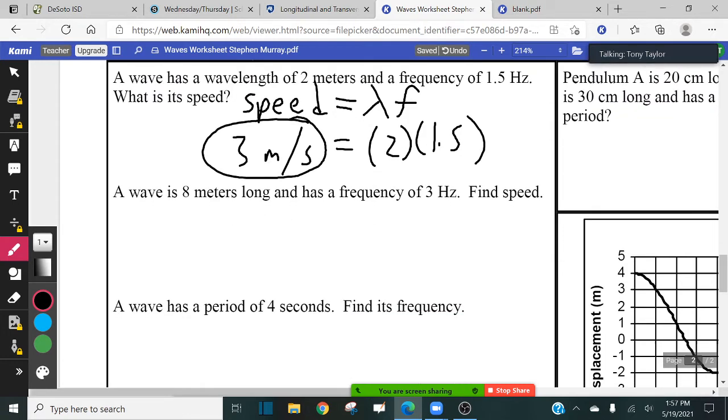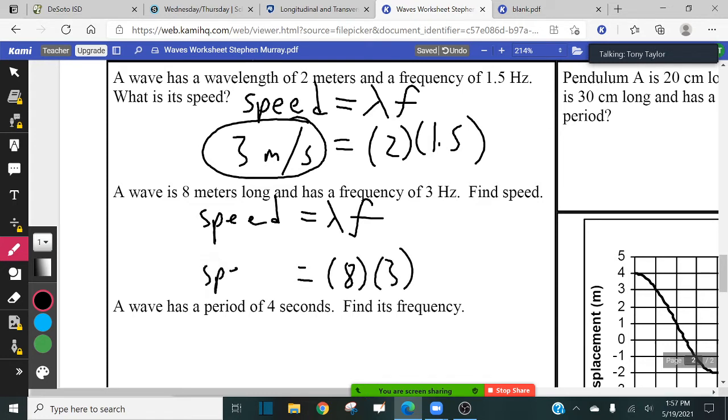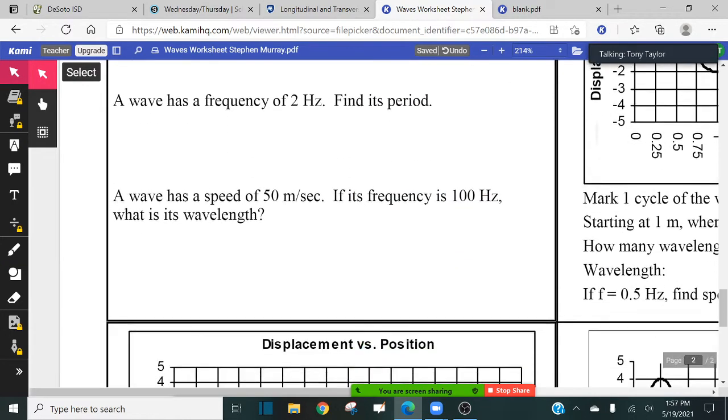Right here it says a wave is 8 meters long and has a frequency of 3 hertz. Find its speed. So speed is equal to wavelength times frequency. Okay, so the wavelength is 8 meters. The frequency is 3 hertz. So what is the speed? 8 times 3, that gives me 24 meters per second for my speed. Okay. Super easy. Okay. Let's look at this one right here.